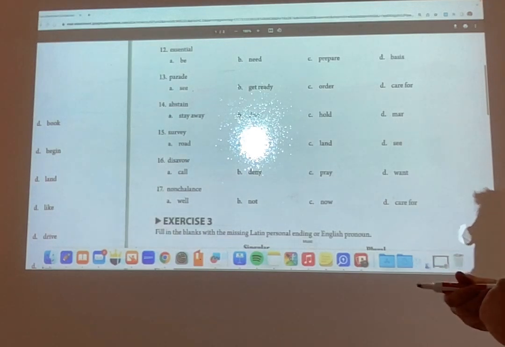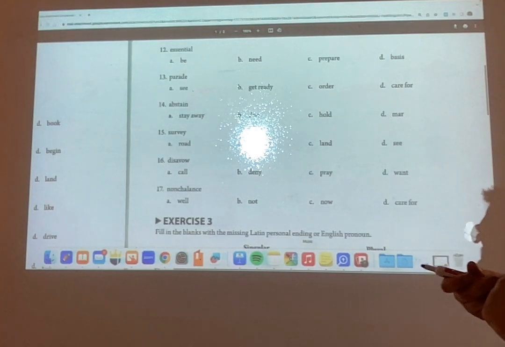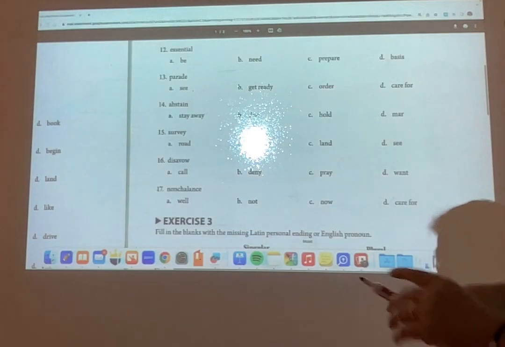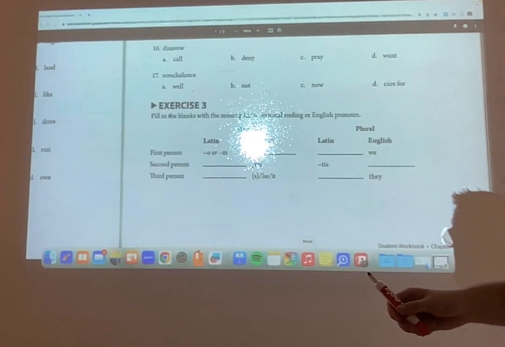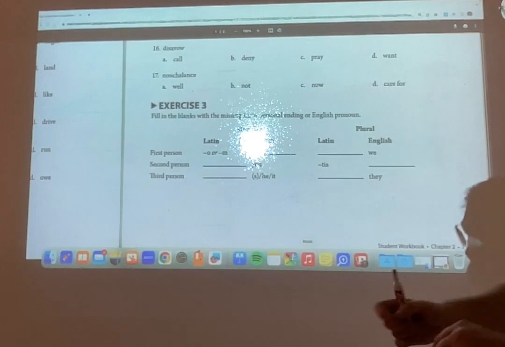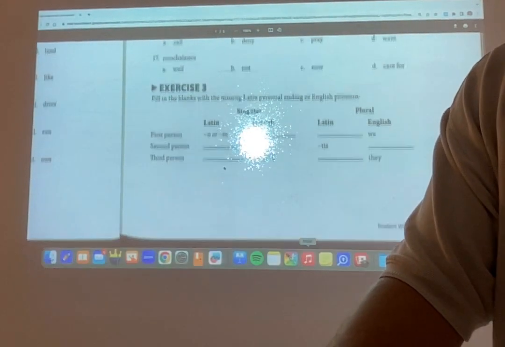Number 16 is B. Number 17 is D. All right, D. All right. So those are the answers for those. Those are just digging into the vocab, but don't focus too much on that if you made any mistakes, okay? These ones are just filling in gaps for the endings that you guys have learned this chapter.